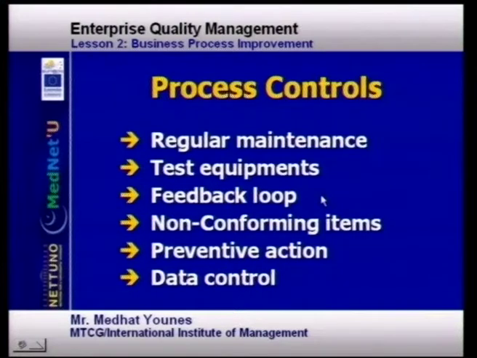Process controls. Another example of process controls includes regular maintenance of test equipment, which means conducting suitable maintenance of equipment to prevent failures. Examples include control of test equipment and feedback loops like customer surveys.